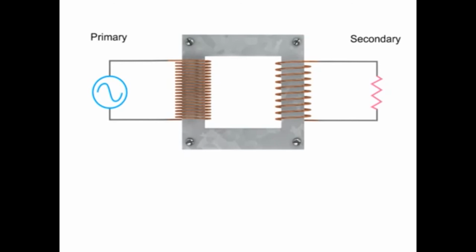Here's an example to show you guys how to calculate the secondary voltage. First, as we can see, there are 20 turns in the primary coil, and the primary coil has a voltage of 120 volts, while the secondary coil has 10 turns, but its voltage is unknown.